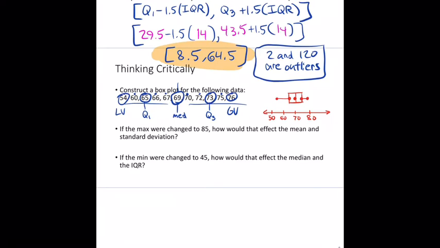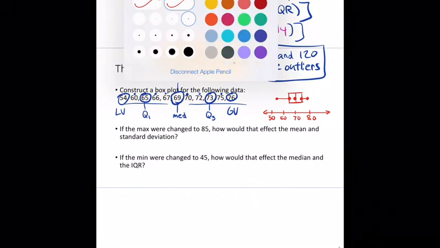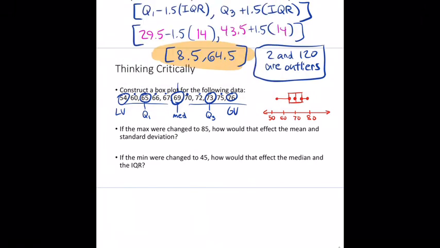Finally they ask us to do a couple of critical thinking questions. The first one asks us, what would happen if we changed the max to 85? We're not adding a number, but we're going to change the 76 to an 85. And how would that affect the mean and standard deviation? Well, the mean is found by adding up all the numbers and dividing by how many there are. So the mean is definitely going to change if you change one of the numbers. Standard deviation is found in a very similar way. So by making one of the numbers bigger, both of these numbers are going to change, and they're both going to go up.